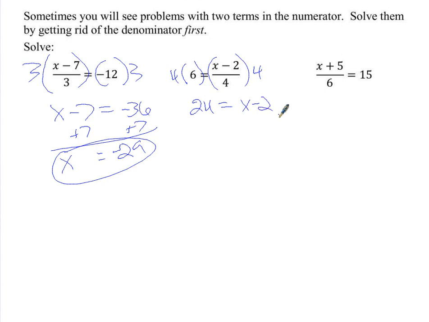And one less thing to do. Add 2 to both sides to get x by itself. 24 plus 2, 26 equals x. Negative 2 plus 2 is 0. It's gone. 26 equals x is my answer. What should I do now? Check it. 26 minus 2, 24 divided by 4 is 6. So 26 equals x is my answer.